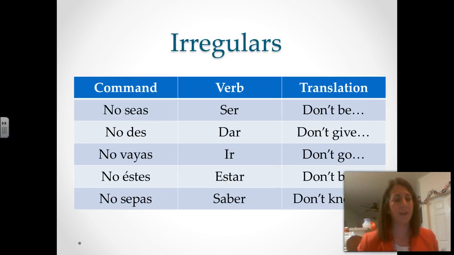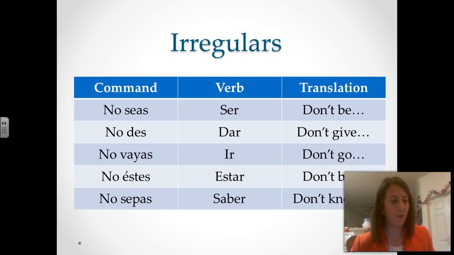And then we're going to go back, and of course we've got some irregulars. Now these irregulars should look a little familiar to you. We've got no seas, no des, no vayas, no estés, and no sepas. Alright, so again, those are the same irregulars that we had with our usted and ustedes commands. So make sure you get those down.